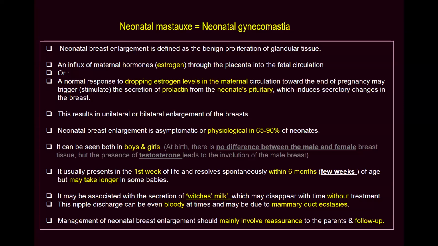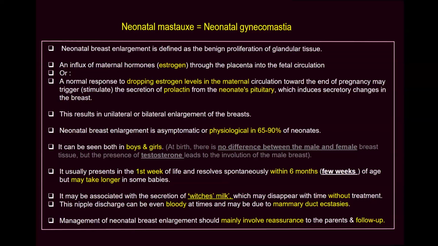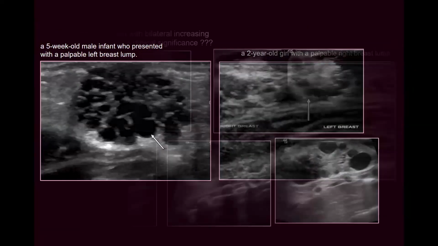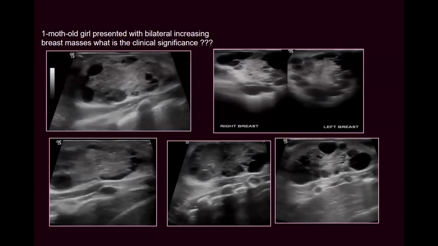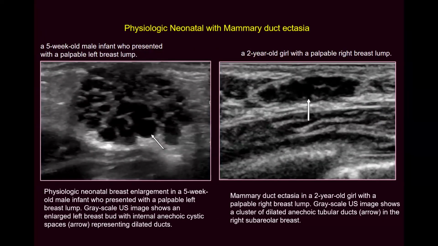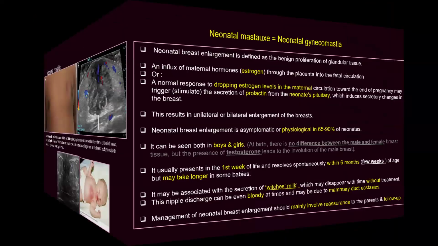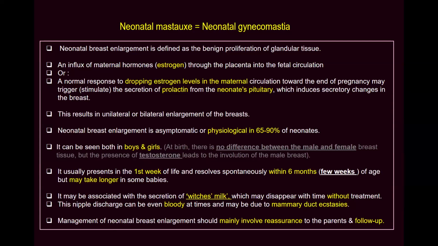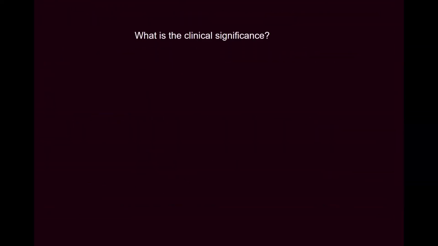And sometimes the nipple secretions can be bloody in case of mammary ductectasia. See? Can I show you this one? This is a patient sent to me from a colleague for opinion, okay? A neonate having bloody nipple discharge due to this bilateral ductectasia, proliferation of ducts and ductectasia in a 1-month-old girl. Okay, since it is a physiological process, the management will be reassurance of the patients and follow-up.